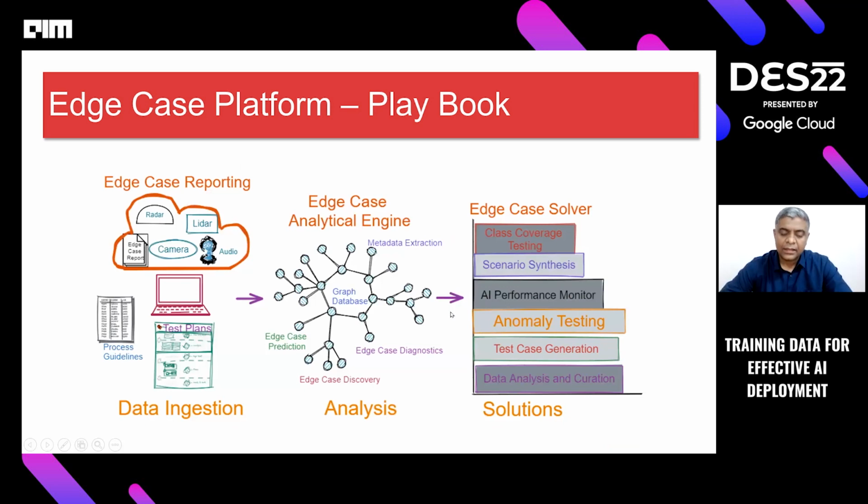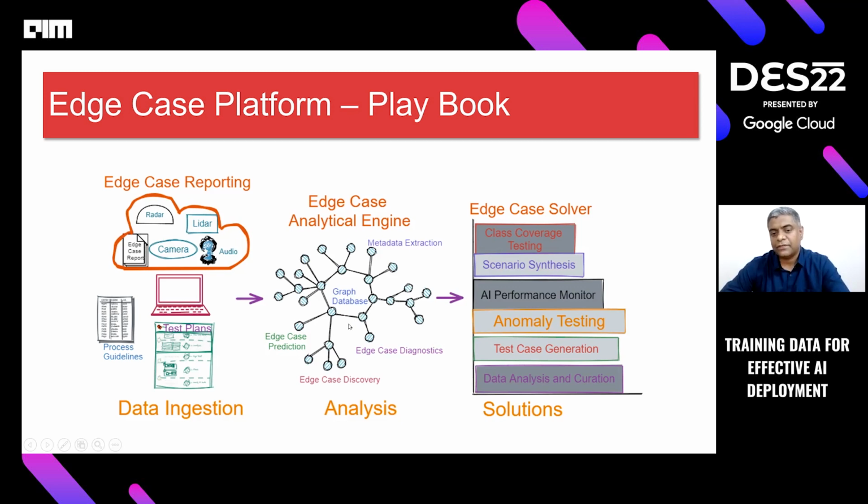Now that we understand edge cases better, it is also important to highlight the importance of edge case platforms. There is a growing need for a systemic and intelligent way of handling edge cases and extracting all possible intelligence out of the edge cases that are reported. Ideally, the edge case reports that come from various sensors, in the case of AV or any other data modality, are collected along with process guidelines and test plans. And all of this is fed into an analytical engine whose primary use case is to generate various scenarios.